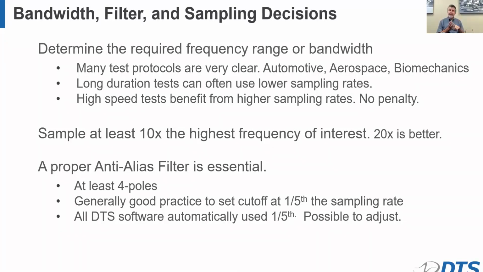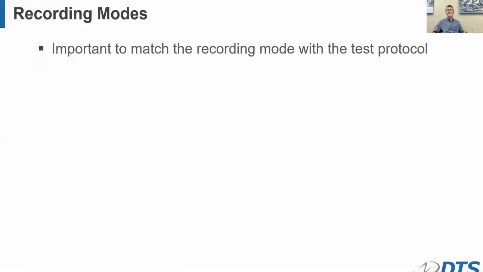It's good practice to set the filter at 1/5 of the sampling rate, and all of our software automatically defaults to using 1/5. Now, for those of you who want to adjust that relationship, there is a way to do it. We actually have a Help Center article that tells you how to pick the sampling rate and filter combination. Sometimes that's important to meet legacy requirements.